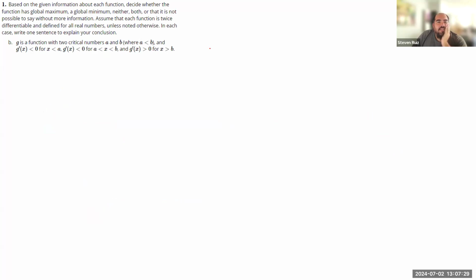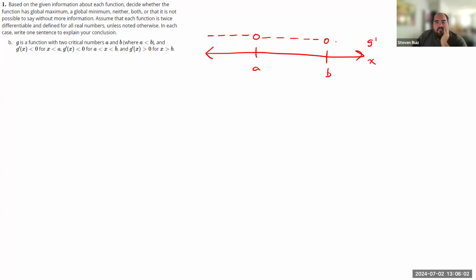Okay, so I think I need to make a sign chart to make sense of all this. So let's make a sign chart. The first derivative. So I know at a and b, my first derivative is equal to 0. What's happening to the left of x equals a? I have negative values. To the right of a, but to the left of b, I have negative values. And to the right of b, I have positive values. Okay. So let's try to draw a graph of what this looks like.